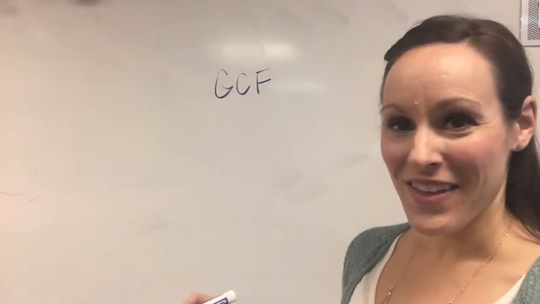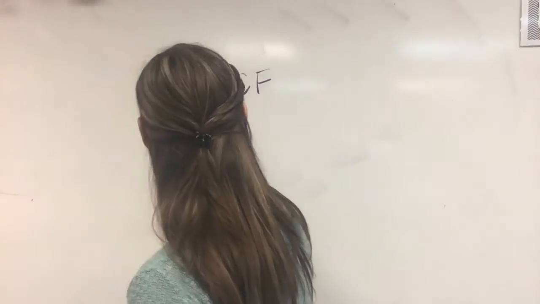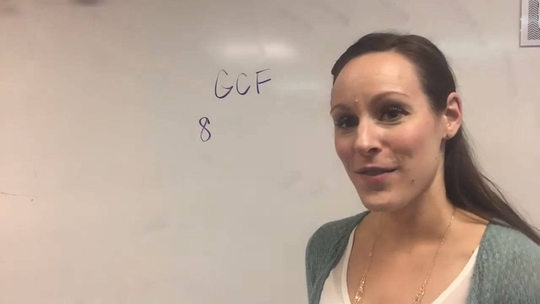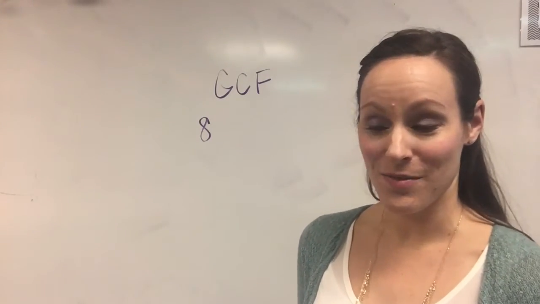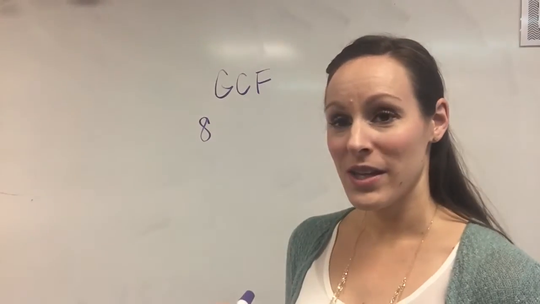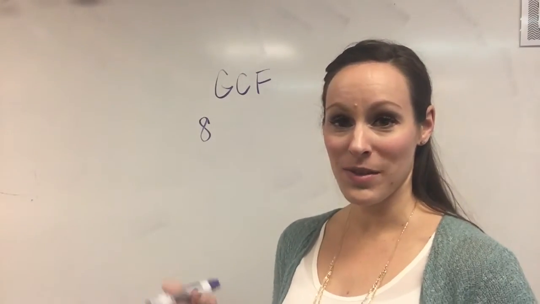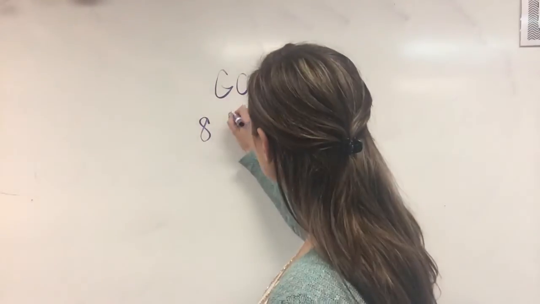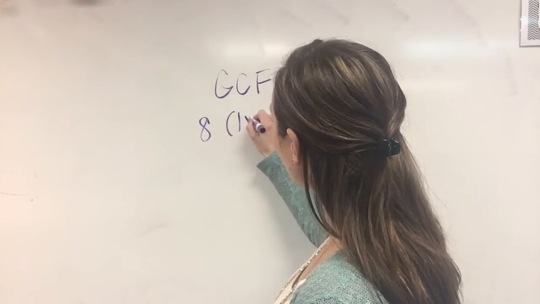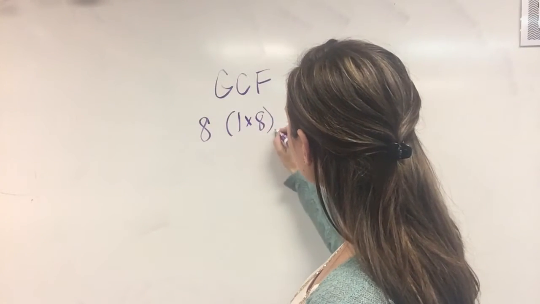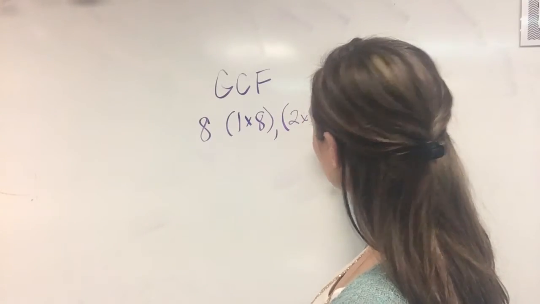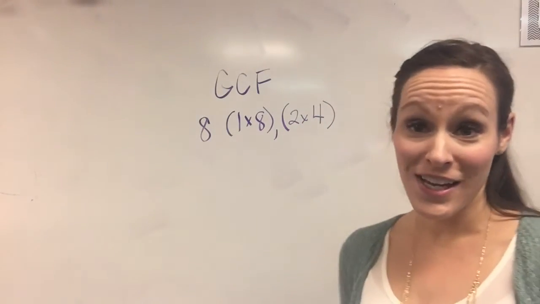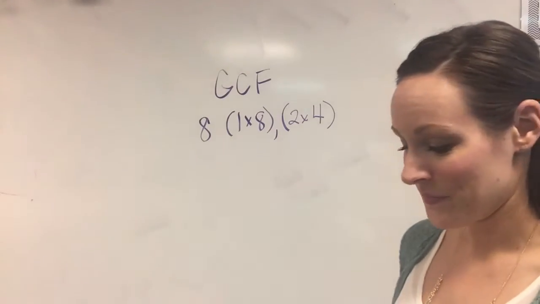Okay, so if I take the number 8, I want to list all of the pairs of factors, so all of the numbers that can be multiplied together to make 8. Now remember, when we list our pairs of factors, we put them inside parentheses. So I start with 1, and 1 times 8 equals 8. And also 2 times 4 equals 8. There aren't any other factors that go into 8.